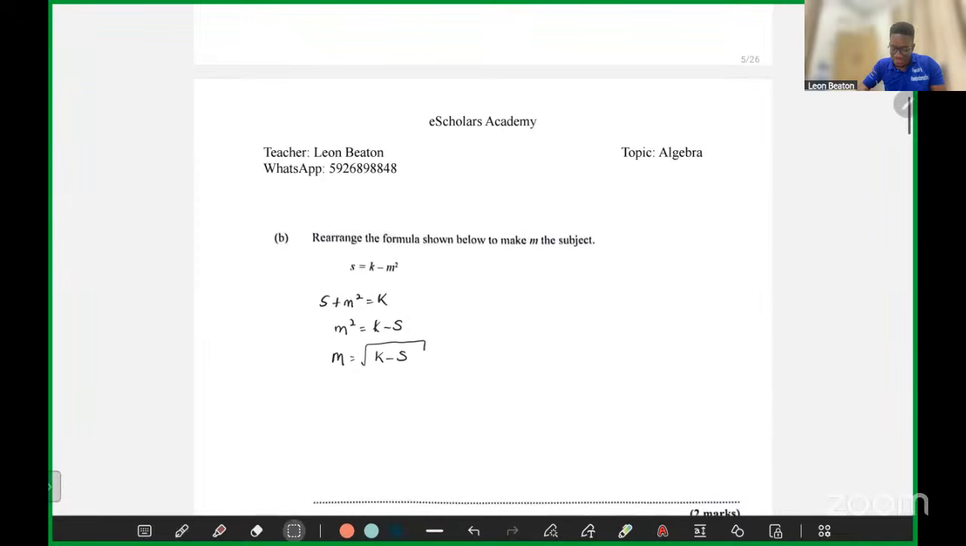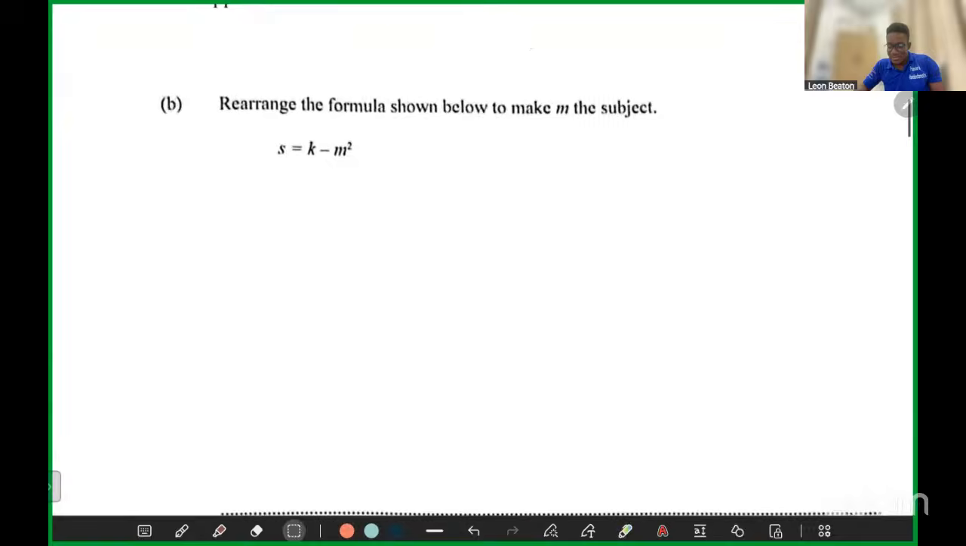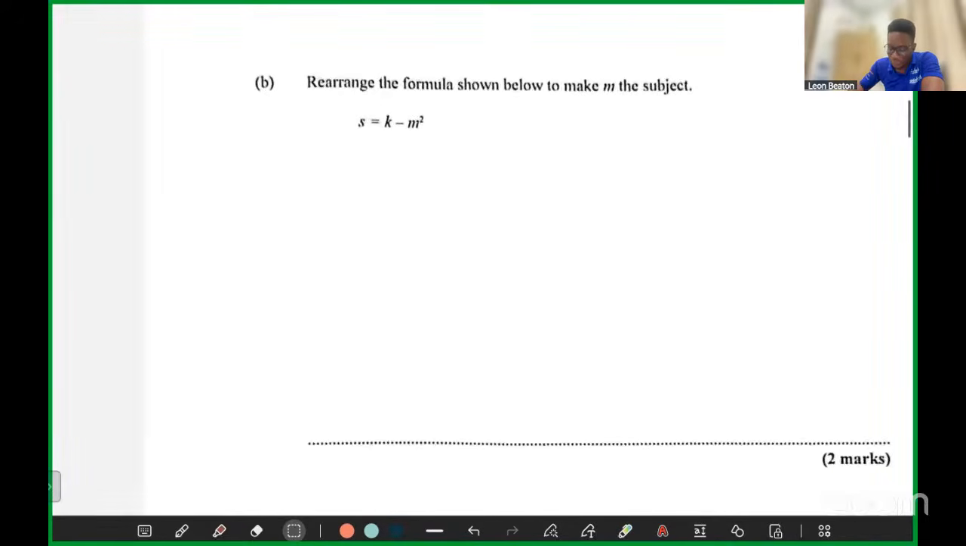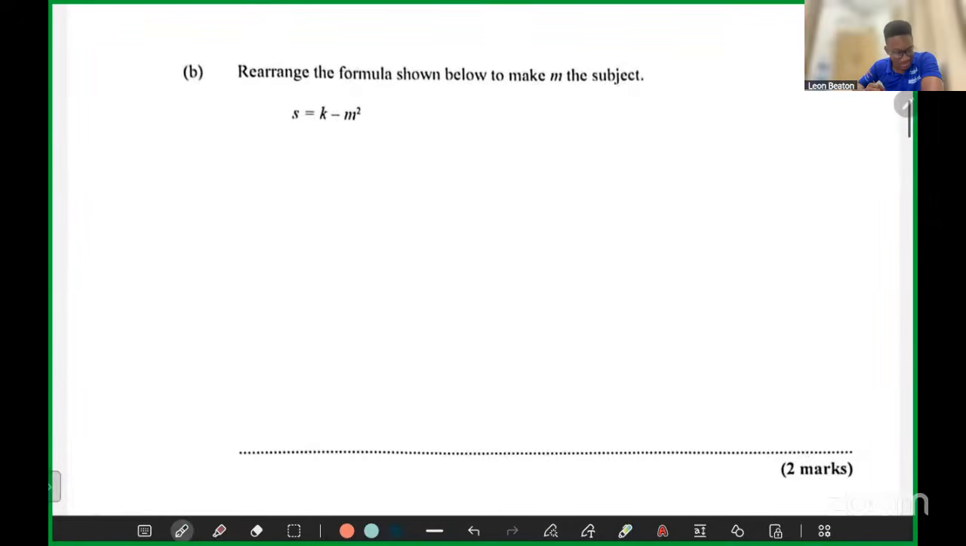I accidentally worked this one here before. Let me delete this quick. But next we're asked to rearrange and make M the subject of the formula. And this one went for 2 marks. So 2 marks, make M the subject.